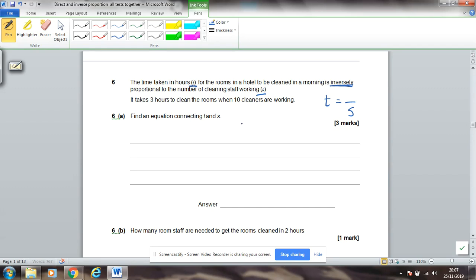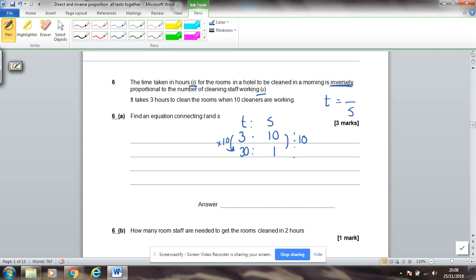It takes 3 hours to clean the rooms when there are 10 cleaners. So there's 10 staff, so what we need to do is work out what one staff would be. To go from here to here, divide by 10. Because it's inverse, we've got to times that one by 10, which makes it 30. So if you only had one staff, it would take 30 hours, which is kind of what you'd expect: if you had 10 doing 3 and you had fewer cleaners, you're going to take a lot longer.